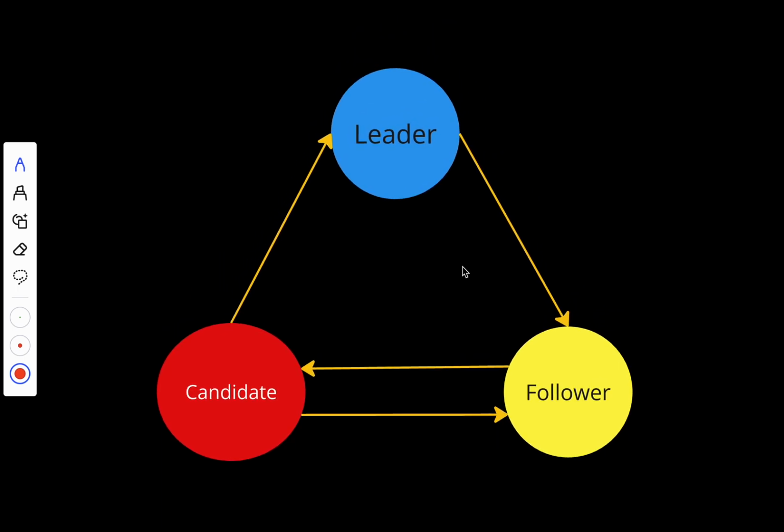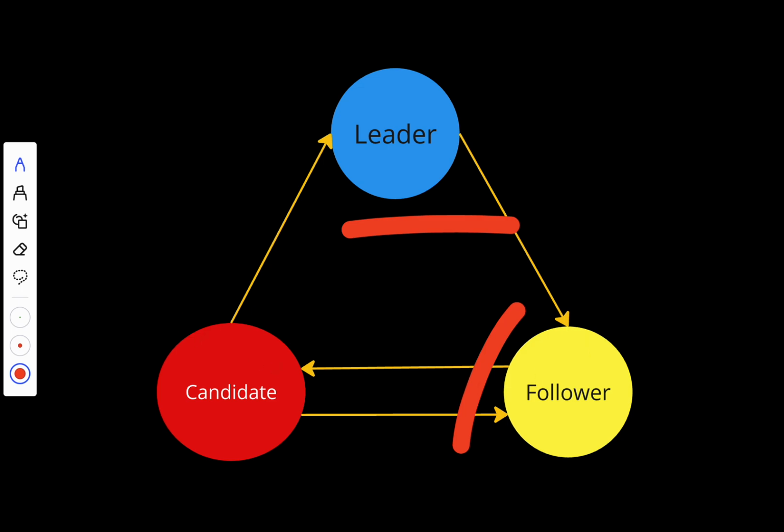Let's see an example of Raft. We have three things here. We have leader, we have follower, we have candidate. The leader is the server in charge of processing client requests and replicating new entries to the rest of the cluster. The followers are the servers that simply copy the leader's log entries and apply them to their local state machine.